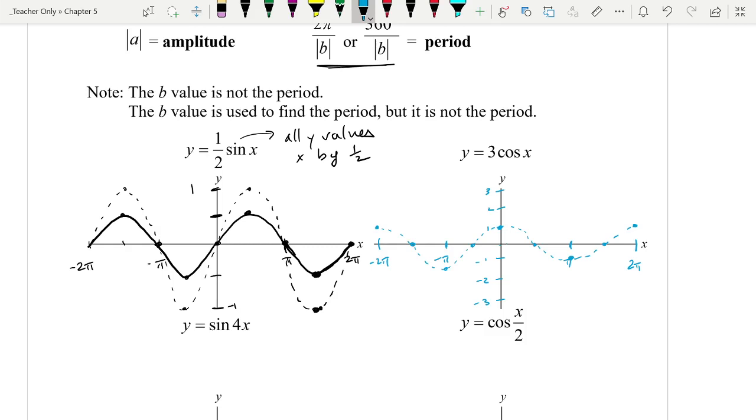And now let's draw what happens here is that all y values multiply by 3. So this 1 is now a 3. This 0 is still a 0, because 0 times 3 is still 0. This -1 is now a -3. This 0 is still a 0, and this 1 is now a 3.